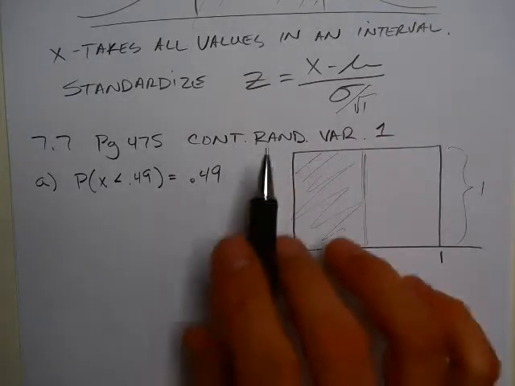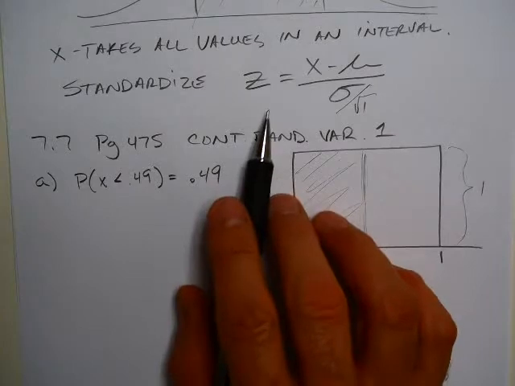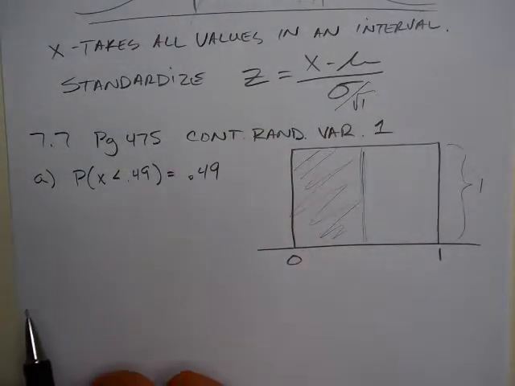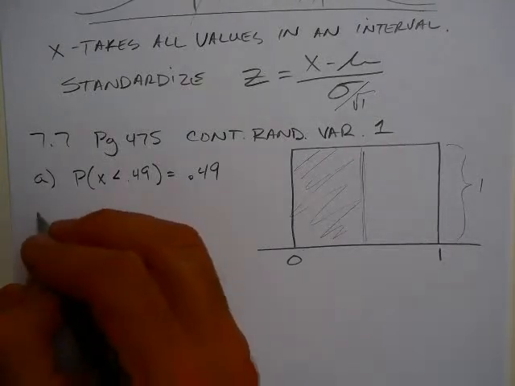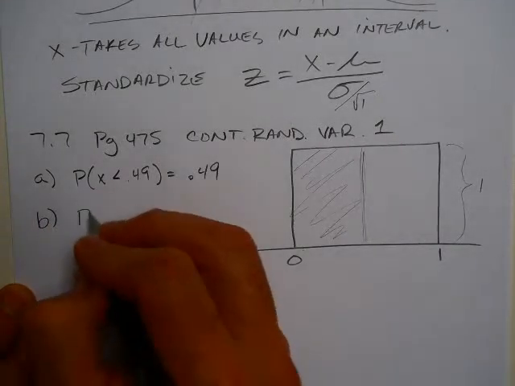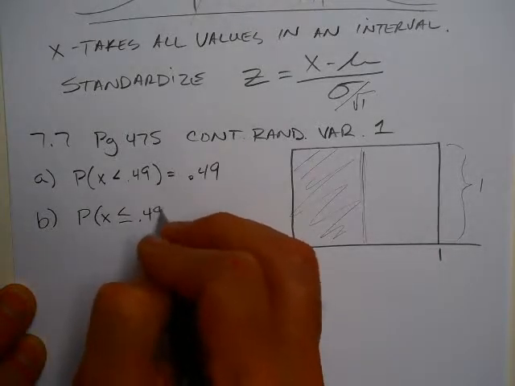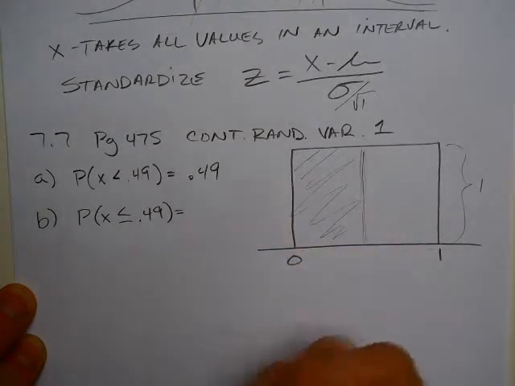Remember, also, when you use table A, I'll see if anybody needs one. I've got plenty of copies. But when you use table A, it always gives you the area to the left. So it's always the less than. So B asks us, what's the probability when x is less than or equal to 0.49? It is still 0.49, right.